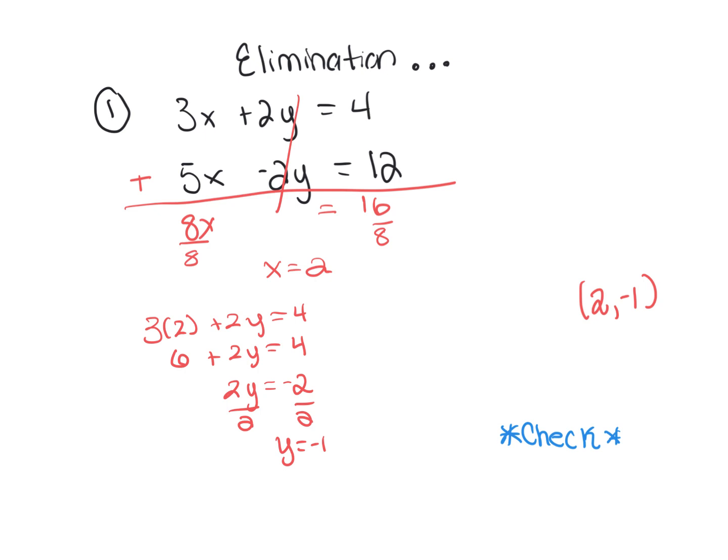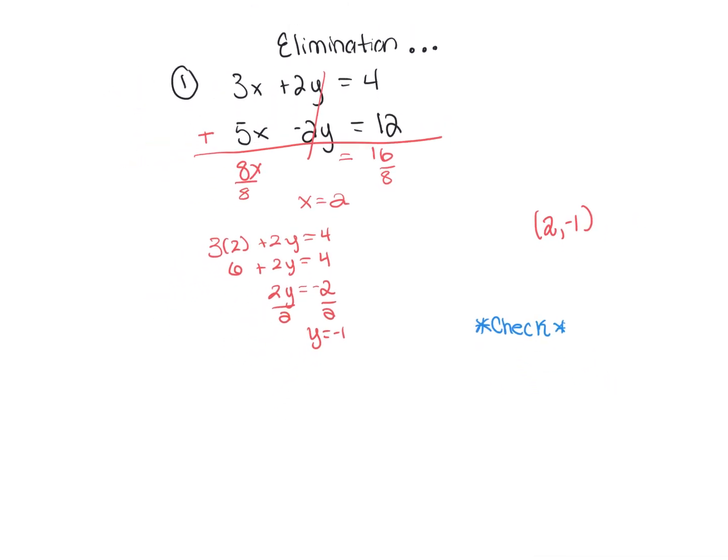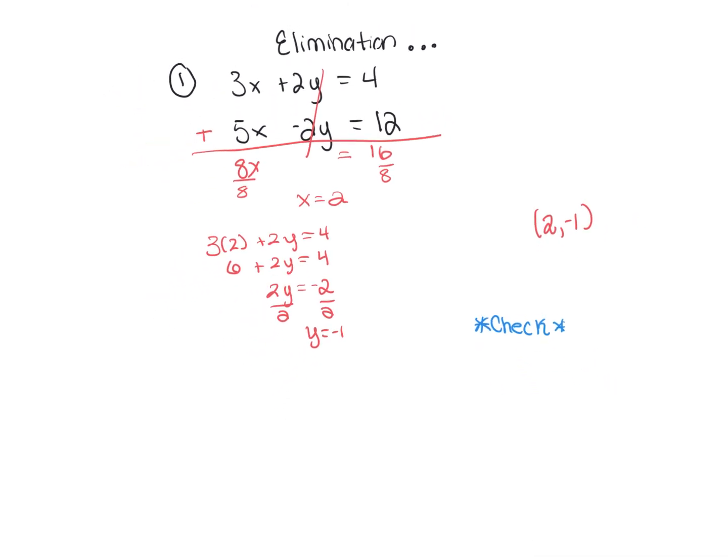Furthermore, we can even go as far as checking our answer. One of the beautiful things about math is you can check it. And so when I check, I'm just going to plug my ordered pair back into both the original equations. 3 times 2 plus 2 times negative 1 has to equal 4. Well, this is 6 minus 2, which equals 4. The first equation checks out.